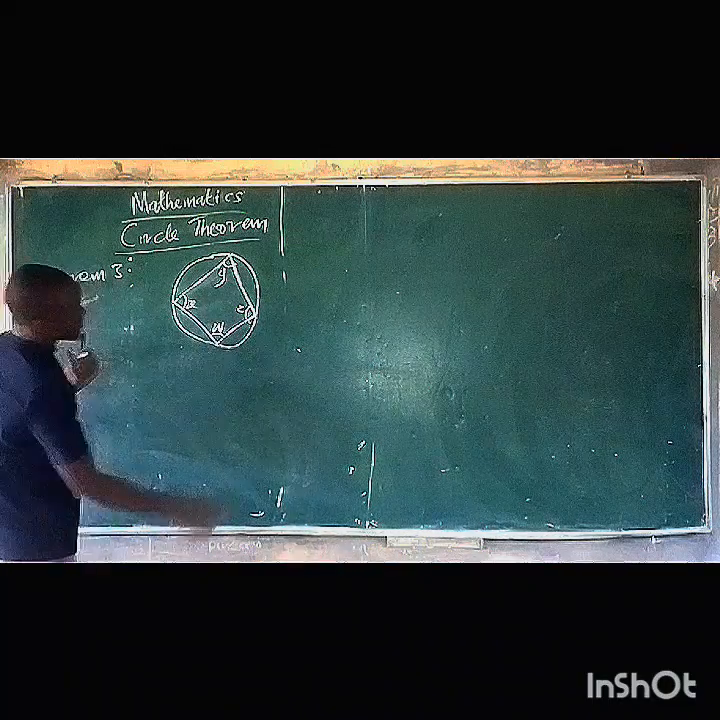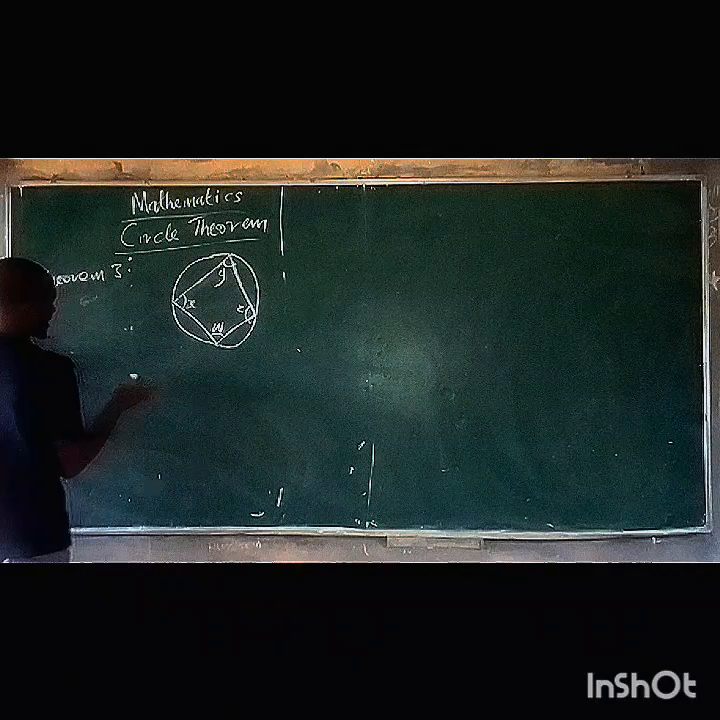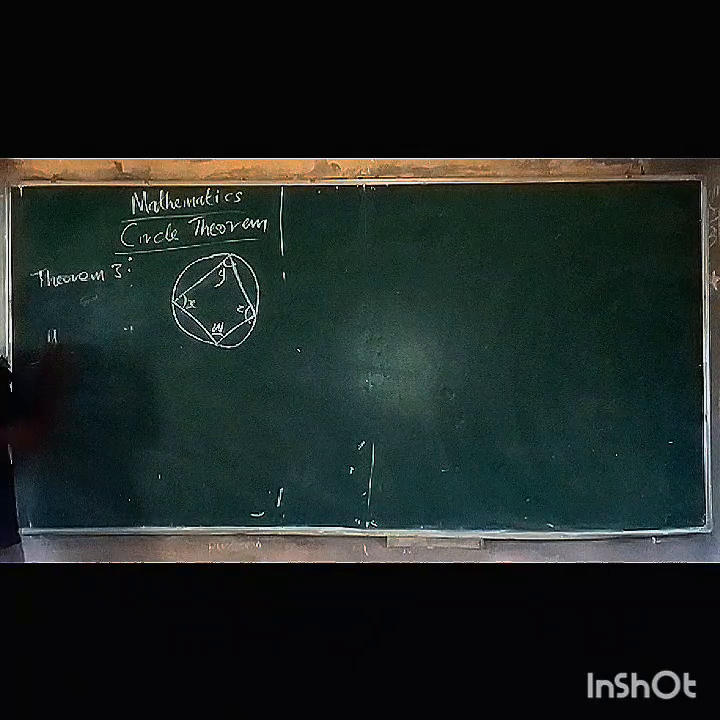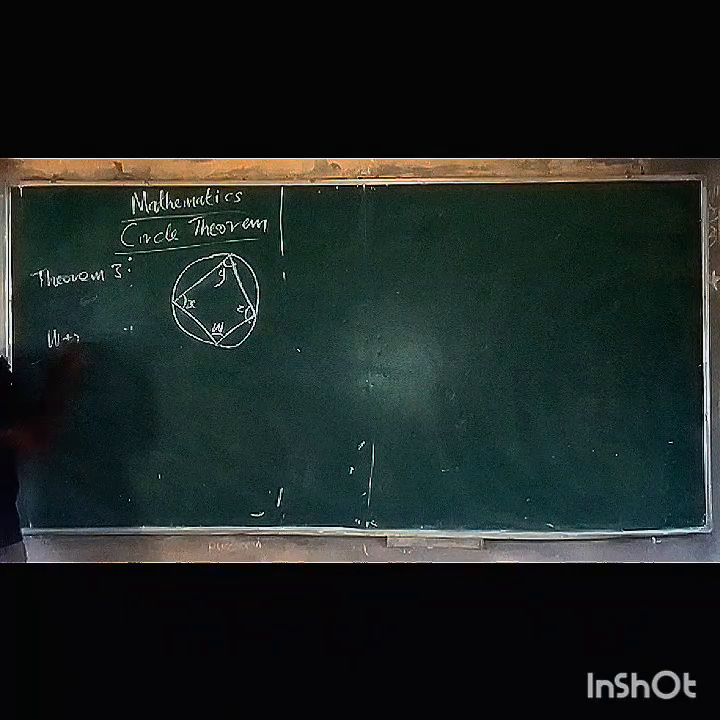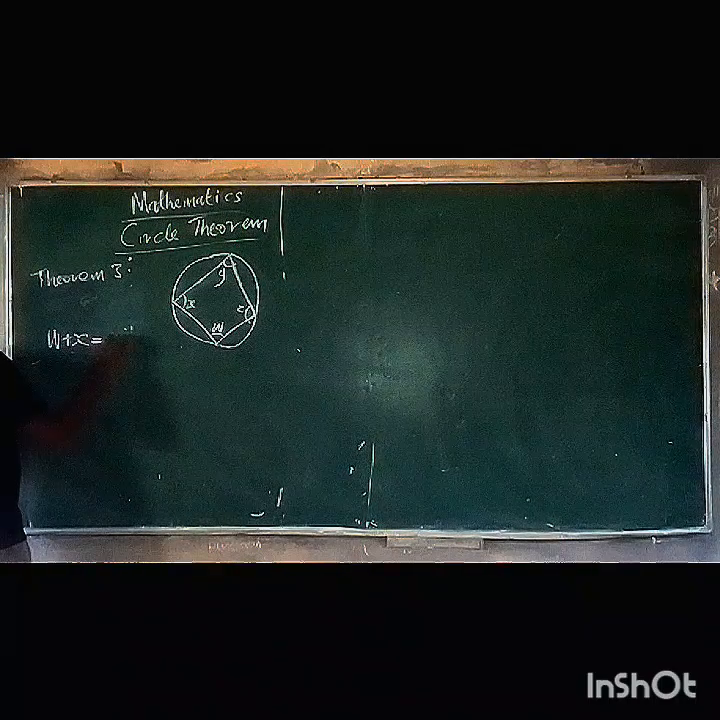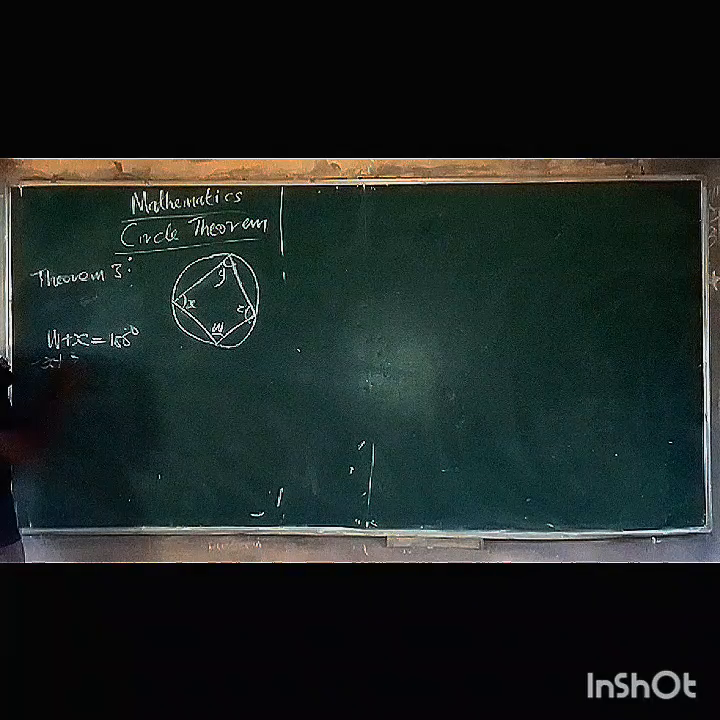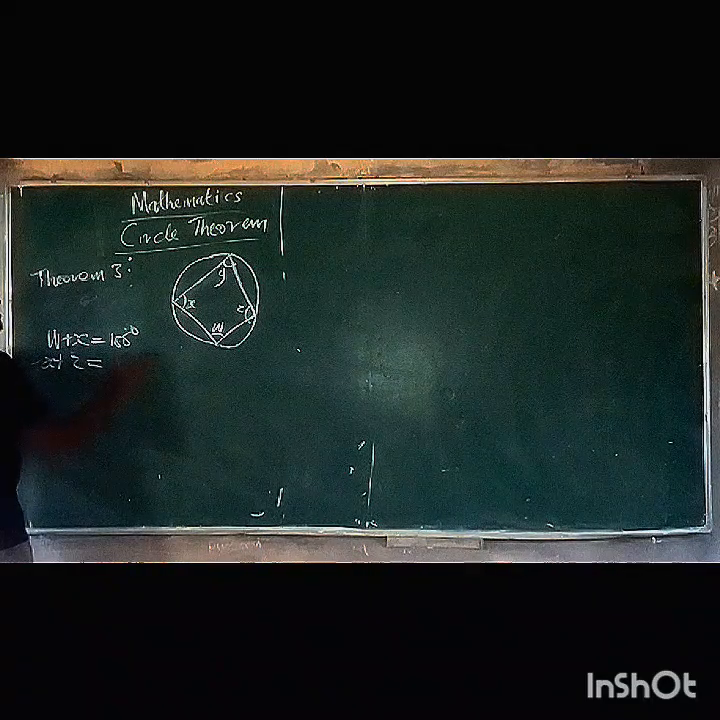So we have w, x, y, and z. So what does it mean? It tells me that w plus x is equal to 180 degrees, and then x plus z is equal to 180 degrees.